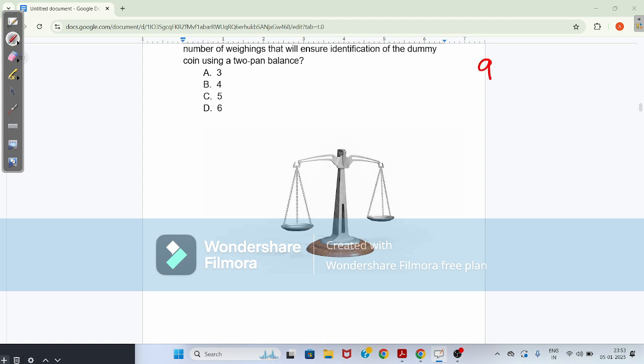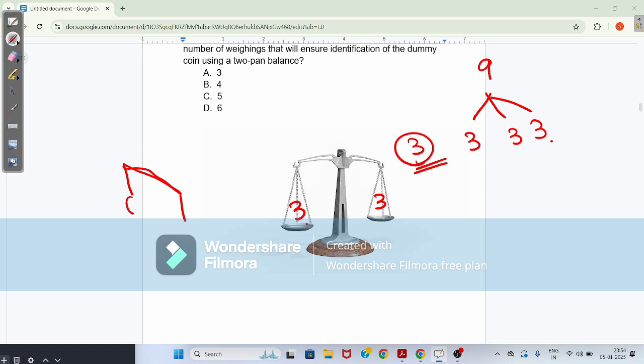Okay, now divide these 9 coins into 3, 3, 3 and balance, and use the same process here. If these two are the same, the dummy coin will be in the remaining coins. If these two are different, this 3 and this 3, then the dummy coin will be in these 3 coins. Okay, now again consider the 3 as 1, 1, 1 here, then do the same process.